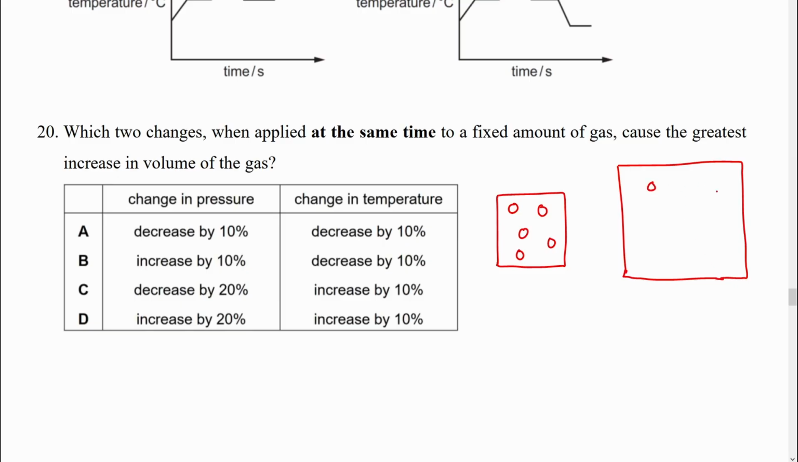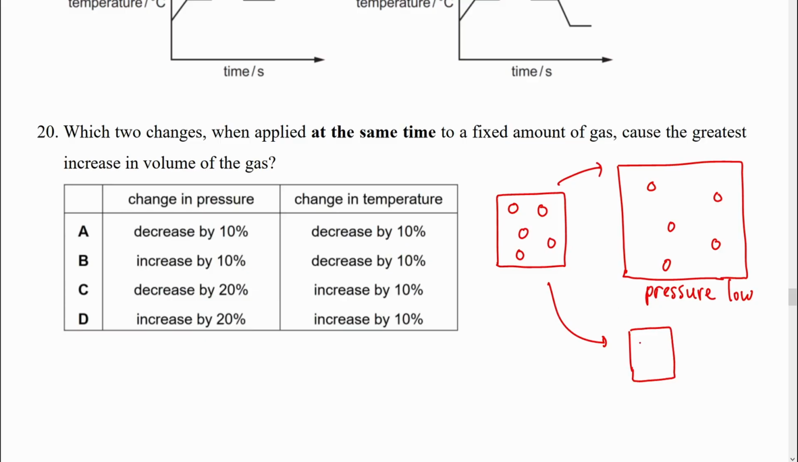So the number of particles is still the same, 1, 2, 3, 4, 5. So what do you think about the pressure in here? If I increase the volume or the size of the container, of course, the pressure will be low. Why? Because the distance between particles is very far apart. Now compare if I make it smaller.